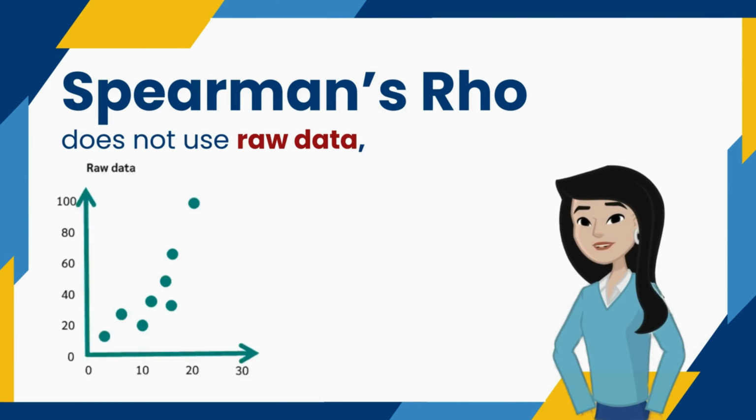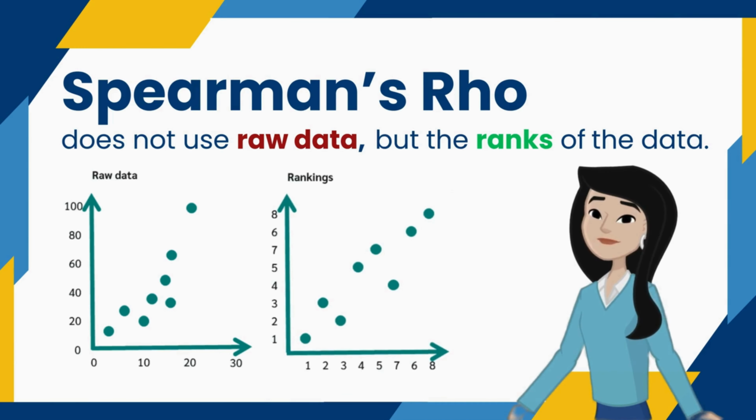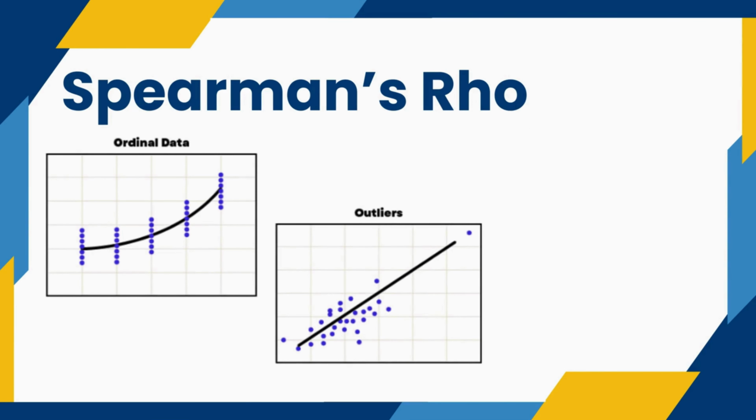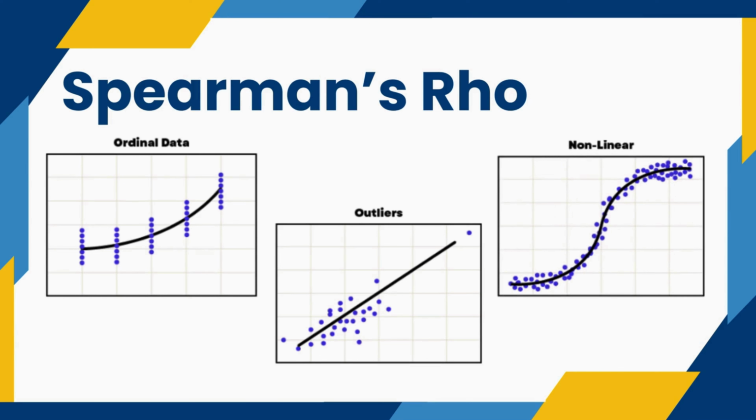Spearman does not use the raw data, but the ranks of the data, making it ideal for ordinal data, data with outliers, or when the relationship is monotonic but not strictly linear. This makes Spearman's Rho more flexible when Pearson's assumptions are not met.